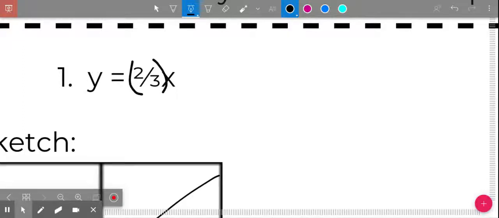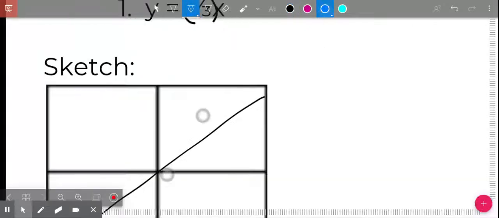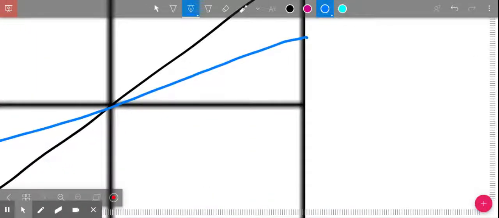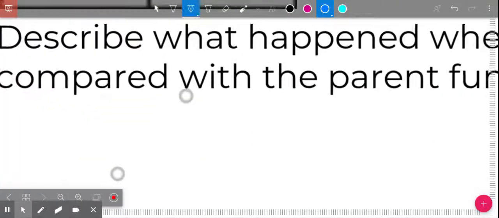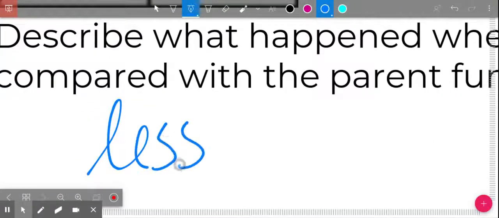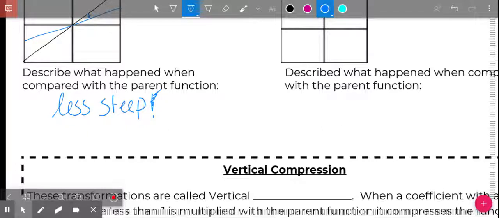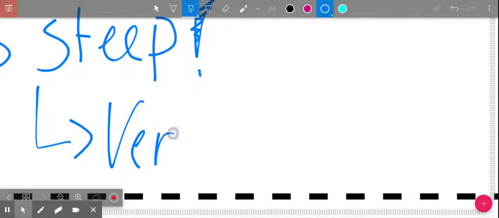All right, I hope you took the time to type this into your calculator. If you did, you would have gotten a graph that looks like this one, or very similar to that. So how did we go from the parent function to this function? Well, now it is less steep. And we're going to call this, you guessed it, probably from the box, a vertical compression.